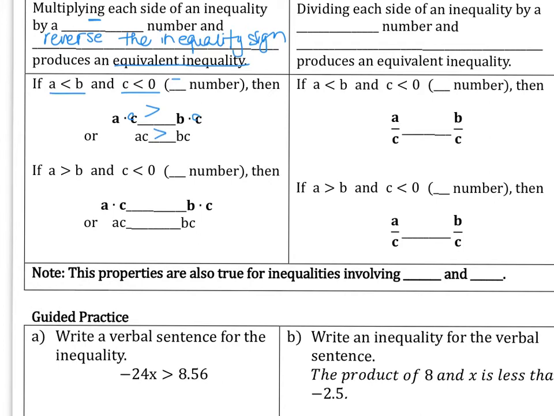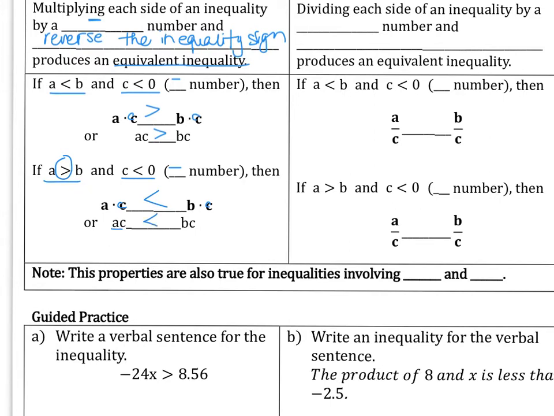And when A is greater than B and C is less than 0, meaning a negative number, then if we multiply by a negative number C, we need to reverse the inequality sign. So greater than to less than. So again, we can rewrite this as AC less than BC.